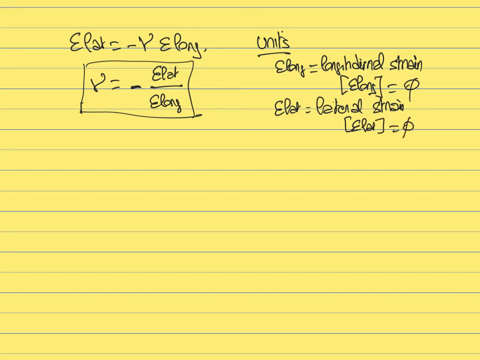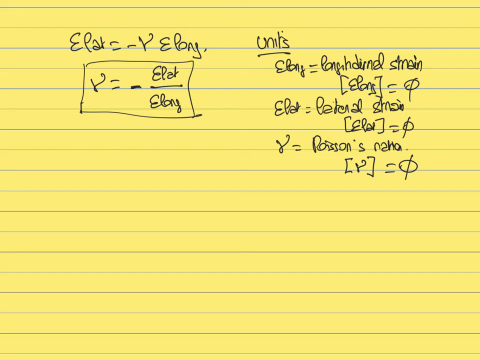And then the quantity that we just defined is nu, which is the Poisson's ratio. In this case, since both the lateral strain and the longitudinal strain do not have any unit, then necessarily the Poisson's ratio nu also has no unit.